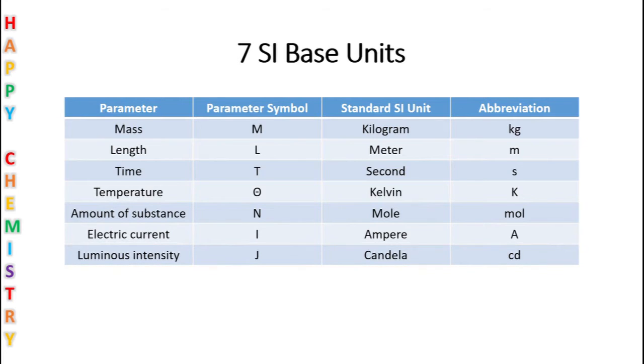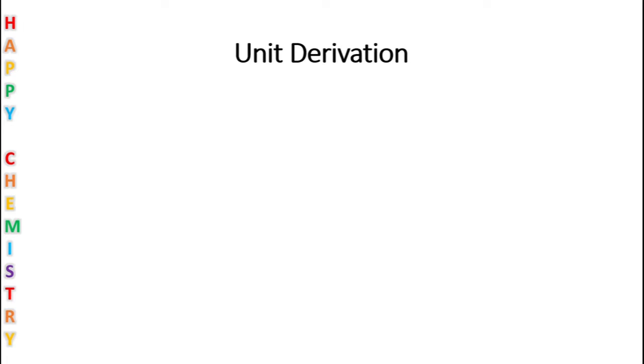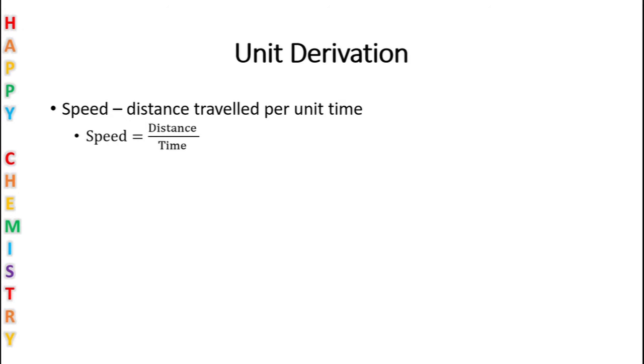The importance of the base SI units is that all the other SI units can be derived from these base units. Now let's see how the unit derivation is done. For example, we will now consider speed. The definition of speed is the distance traveled per unit time. Now, how to derive the unit of speed? If we write an equation form, speed is equal to distance traveled divided by traveling time.